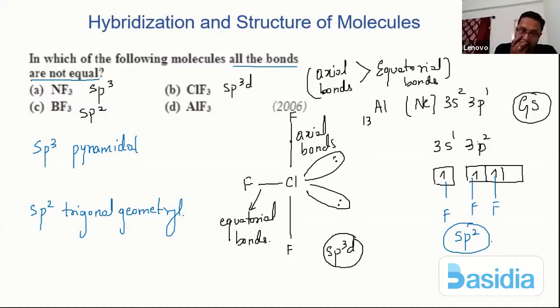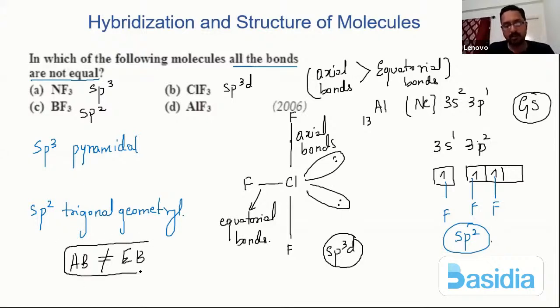So what do I understand here? That in ClF3 molecule, the axial bonds are not equal to equatorial bonds. Okay, the axial bonds are not equal to equatorial bonds, because axial bonds are longer compared to which bonds? Longer compared to the equatorial bonds. So the answer has to be what here? The answer has to be the ClF3 structure. Please make a note of it. The answer has to be the ClF3 structure.